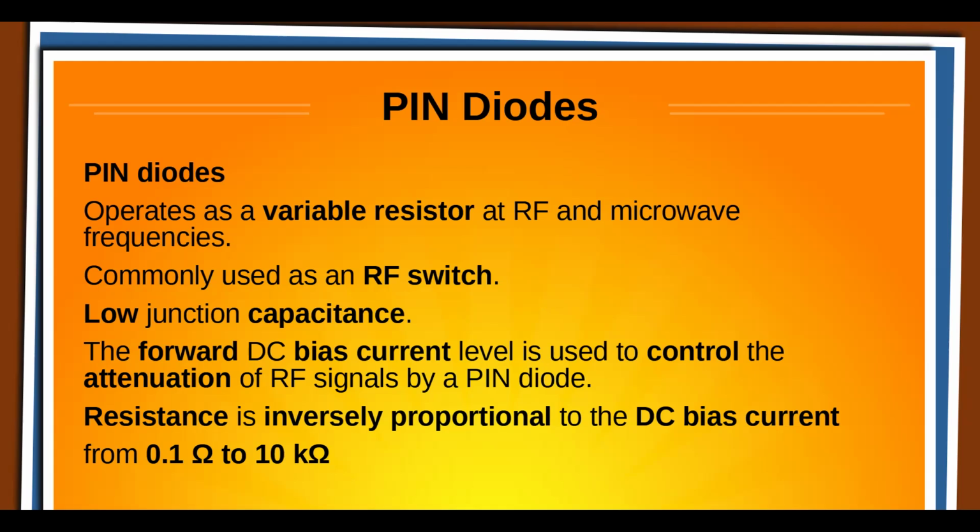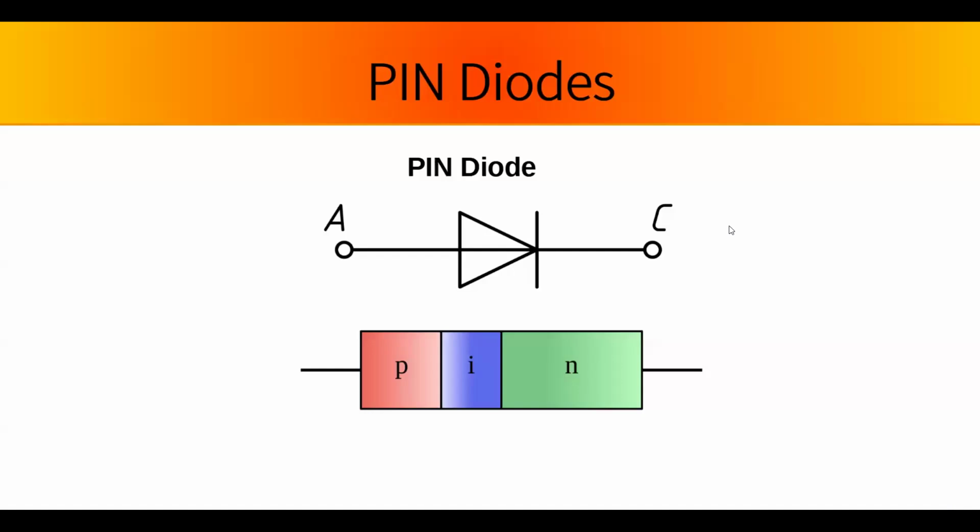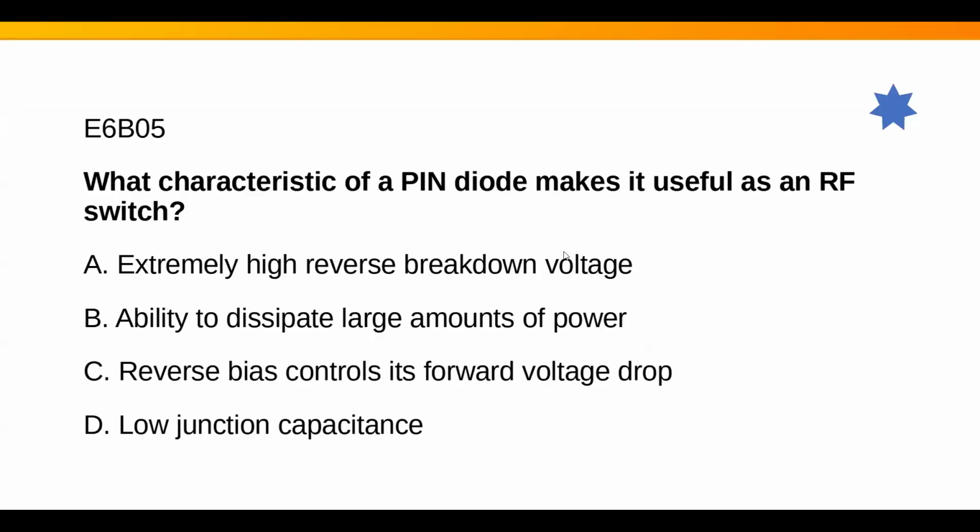So these you can actually use also as a variable resistance as opposed to just switching it on and off. You can either get zero or high resistance or something in between, that 0.1 to 10K. It's represented with kind of a line going through it. I'm not sure why, but this is the one that uses intrinsic silicon between the P and N layers. Now that's pure silicon.